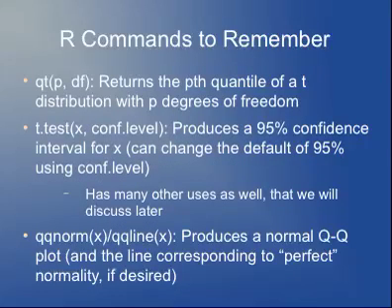And here are the R commands that are new today. qt gives you quantiles of the t-distribution. t.test gives you 95% confidence intervals for a vector x. And if you want to assess normality, you can use qqnorm and qqline. Any questions about any of this?